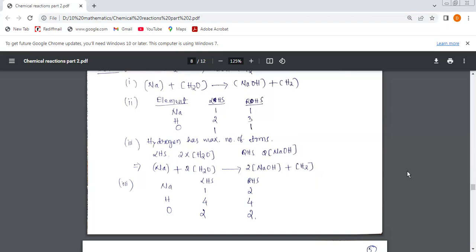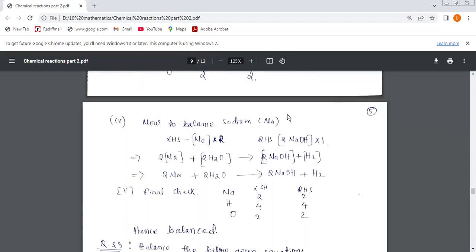Now check for the balancing. Sodium here is 1 and here it is 2, so it's not balanced. Two sodium atoms are on the product side, but on the LHS only 1. Next, hydrogen. Here 4 are there, 2 into H2 is 4, and here 2 plus 2, so 4. Oxygen is 2 here and 2 here. So hydrogen and oxygen are balanced. Sodium we have to balance.